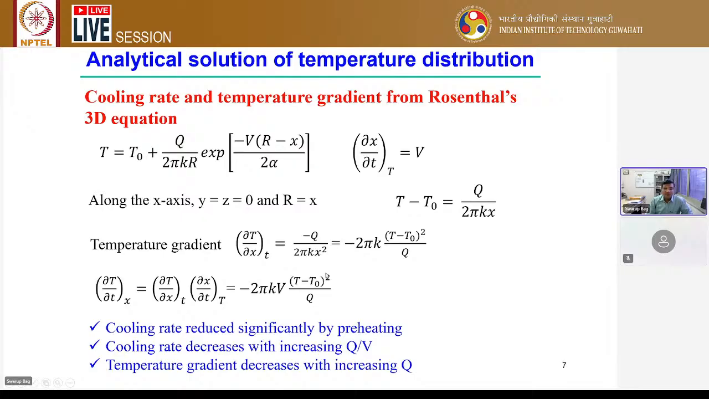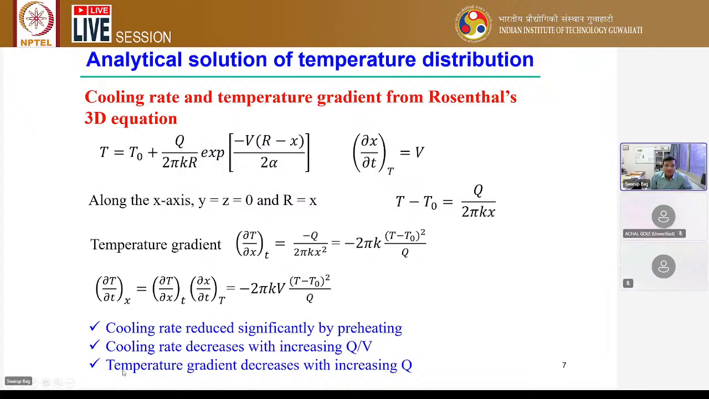So that's why the total is decreasing this value, and finally we try to reduce the cooling rate by increasing the preheating. This is one conclusion. Second, cooling rate decreases with increasing Q by V. Q is the heat input, and V is the velocity. So in that case, Q by V actually represents the heat input per unit length.